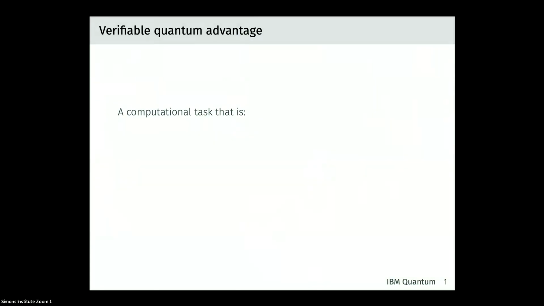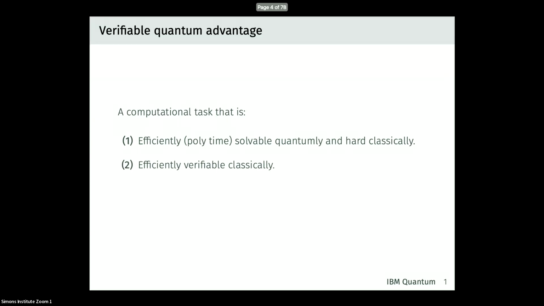So to get us started, let's actually define what we mean by verifiable quantum advantage. So we want some computational task that is efficiently solvable on a quantum computer, i.e. in polynomial time, and which should be hard to solve classically. Hard meaning, not in polynomial time. Ideally, it should take exponential time to have the maximum possible separation. We also want this task to be efficiently verifiable classically. So when I get the results from this task, I should be able with a classical computer to check that they're the correct results.